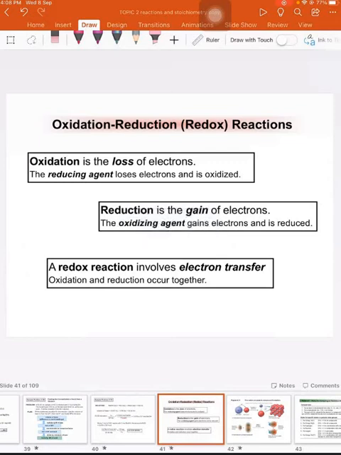take place simultaneously, berlaku secara serentak. Jadi bila species A is oxidized in the process of losing electron, maknanya species A ni oxidized, dia akan influence the other species, dia akan mempengaruhi species yang satu lagi, reactant yang satu lagi, which is B katalah, to be reduced. So sebab tu kita panggil dia sebagai reducing agent.